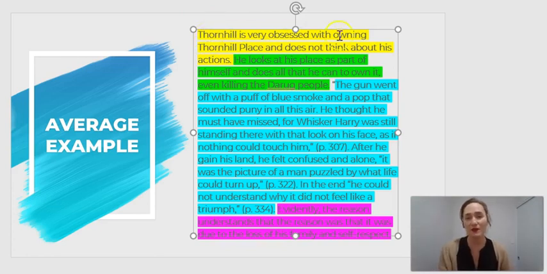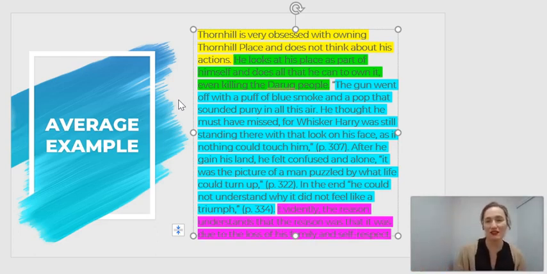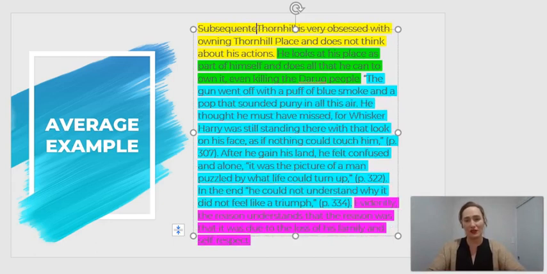So we've got: Thornhill is very obsessed with owning Thornhill Place and does not think about his actions. There's no cohesive device. Just adding a word like firstly, which is a really average word, you could say: firstly, it is clear that Thornhill is very obsessed with owning Thornhill Place. Otherwise, as this is actually the middle paragraph, the second paragraph, I could put the word subsequently, which is what I do in my next high-level paragraph. So: subsequently, Thornhill is very obsessed with owning Thornhill Place and does not think about his actions.